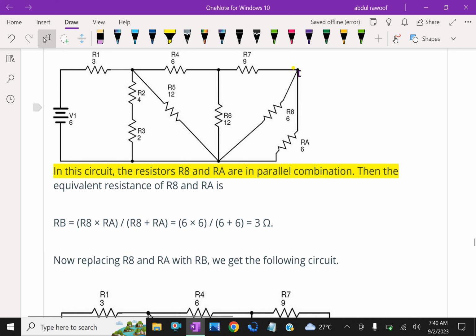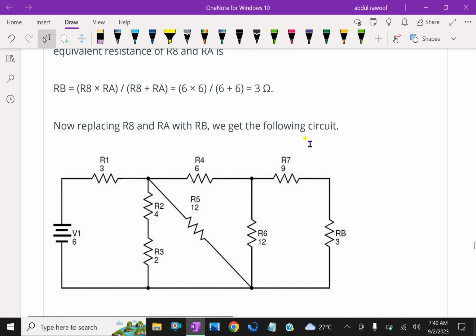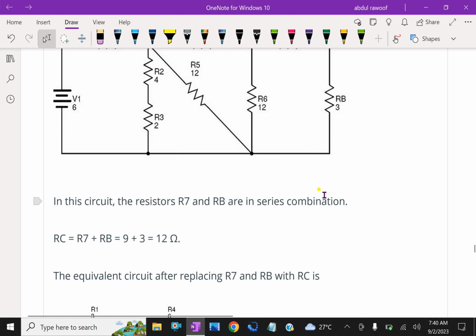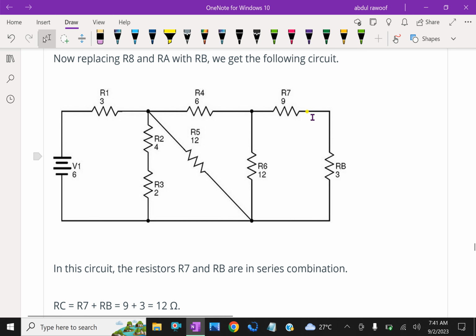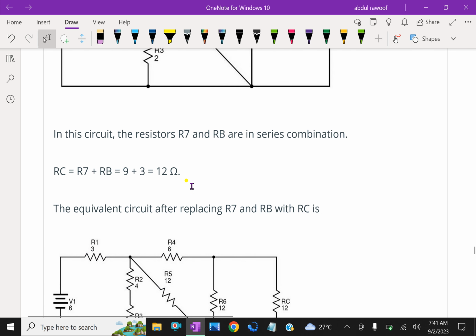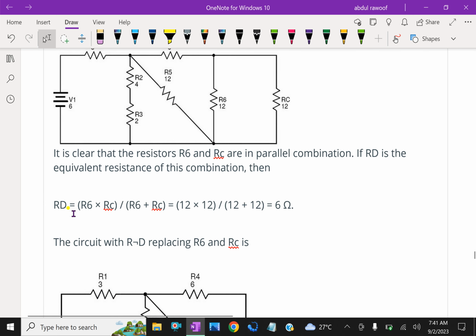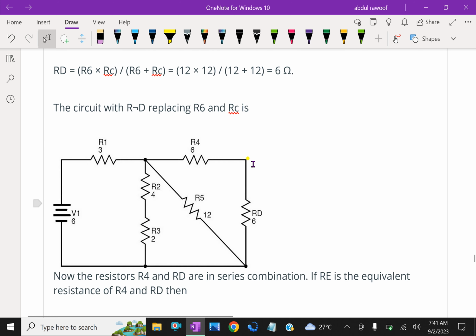This is with 3 ohms. Now this will become 3 ohm, that is in series with 9. So 3 plus 9 is 12. That 12 is combined with this 12, and that 12 is combined with this RD. RD becomes 6 ohm. That is RD is parallel of R6 and RC, R6 into RC over R6 plus RC, which becomes 6 ohm. The circuit is reduced now.